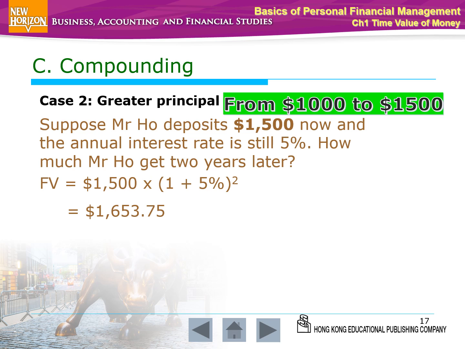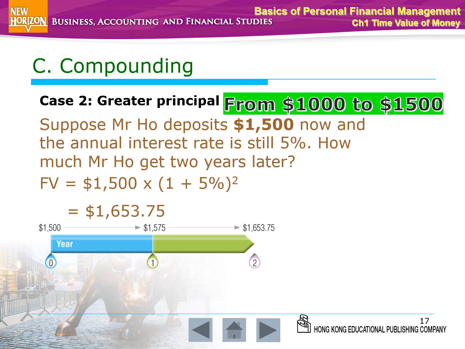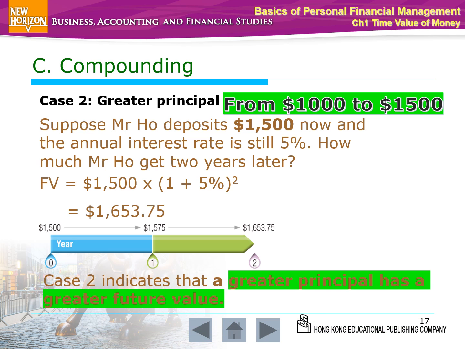Okay, for the same formula, you just change the amount of principal from 1,000 to 1,500. So here, the future value becomes $1,653.75. Just like this part, we change from $1,000 to $1,500 at the beginning of the year. So of course, every part of the amount has been increased. So case 2 indicates that a greater principal has a greater future value.